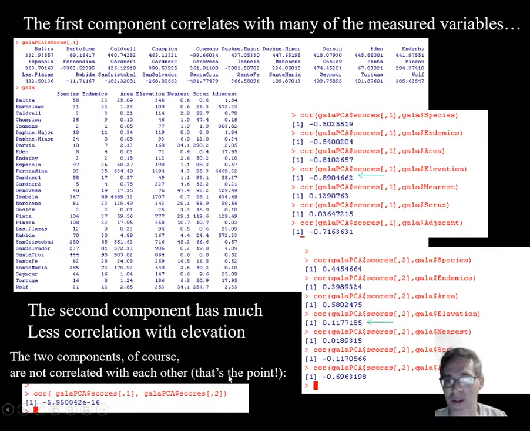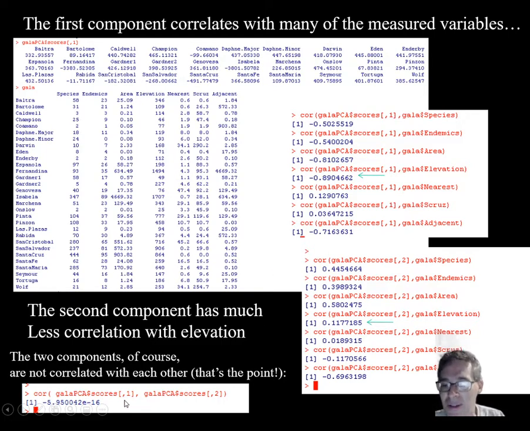So if we take the first principal component and regress it back against each of the individual columns, so here's our 7 columns, we see that elevation and area, which we'll remember are correlated with each other, are well correlated with the first principal component. And the second principal component actually seems to be more related to adjacent and possibly to species than to elevation and area, which the first principal component seems to be tracking.